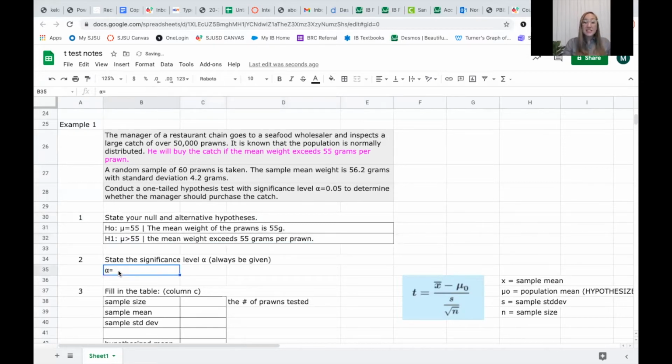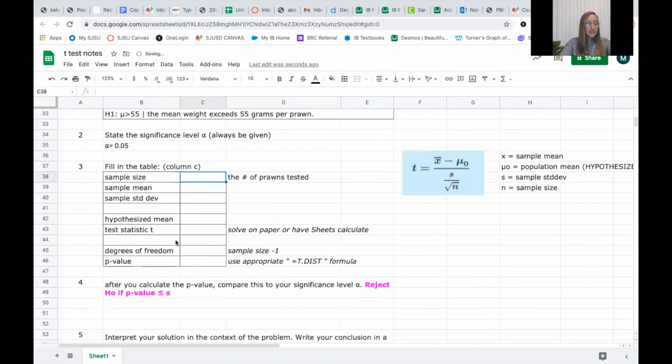Okay, significance level alpha is the value that we are testing against. Usually it's 5%. Sometimes we see like 1%, 2%, sometimes maybe 10, but it's usually 5%. And for this problem as well, it's 5%. So 0.05.